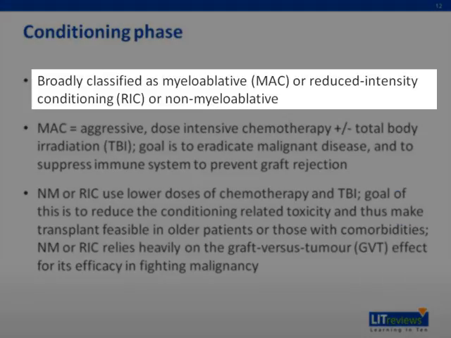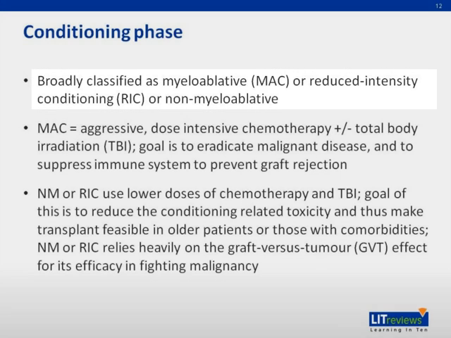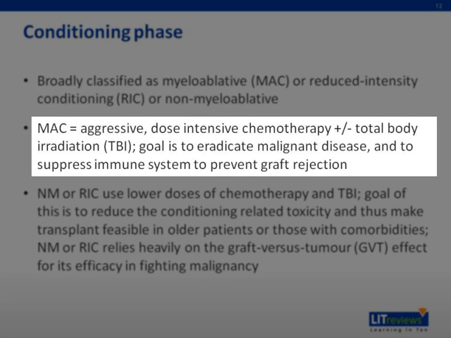The conditioning regimens used can be broadly divided into myeloablative conditioning, reduced intensity conditioning, or non-myeloablative conditioning. Myeloablative conditioning involves dose-intensive chemotherapy with or without total body irradiation, and the goal is to eradicate disease in addition to suppressing the recipient immune system to prevent graft rejection.